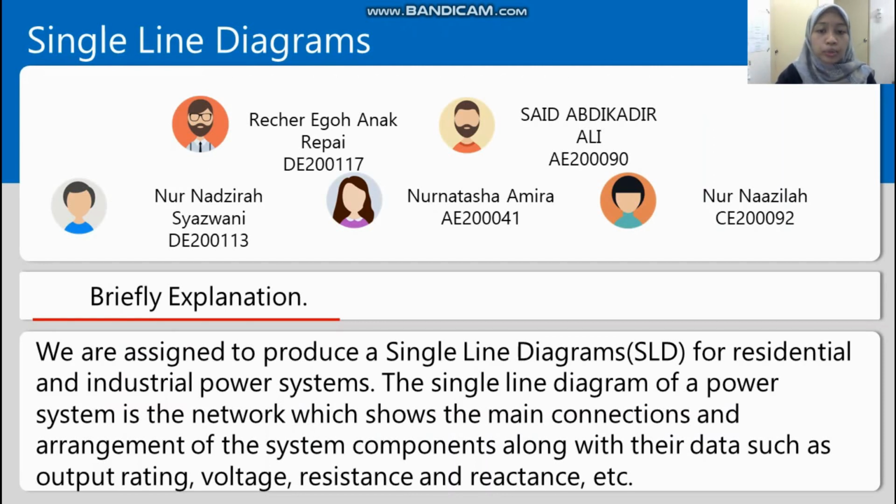We are assigned to produce a single line diagram for residential and industrial power system. The single line diagram of a power system is the network which shows the main connection and arrangement of the system component along with their data such as rating output, voltage, resistance, reactance, etc.